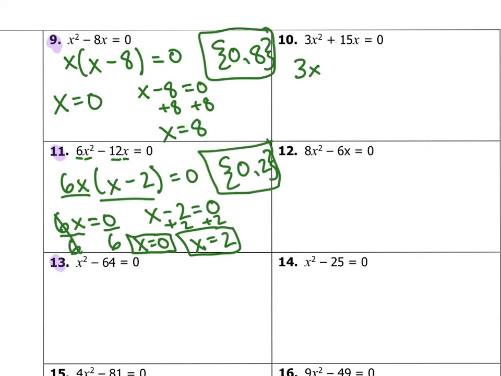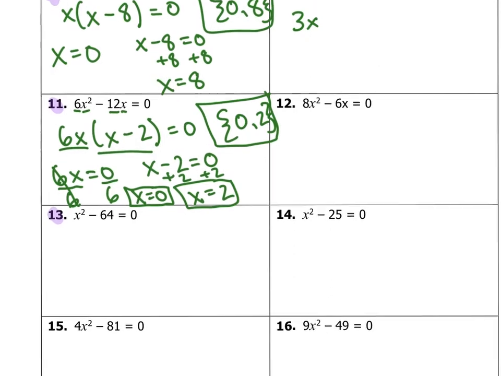If you feel like trying 12 on, 12 is 8x squared minus 6x equals 0. Find the GCF of that, factor, and then find your solution. We're actually going to move on to number 13.